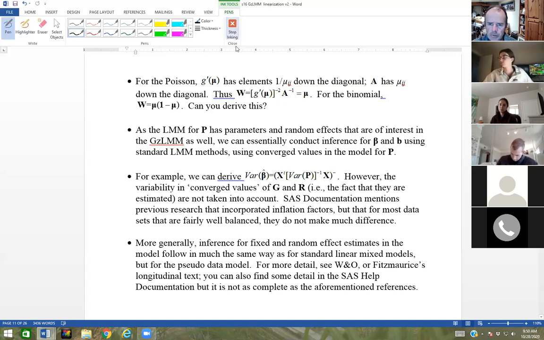So this is important. As the linear mixed model for the pseudo data has parameters and random effects that are of interest in the regular generalized linear mixed model as well, we can essentially conduct inference for our fixed effects and random effects using standard linear mixed model methods, using converged values in the model for the pseudo data. Okay, so there's a few more points there.